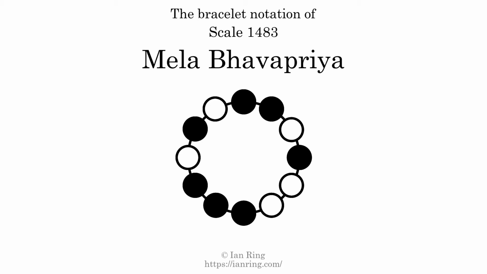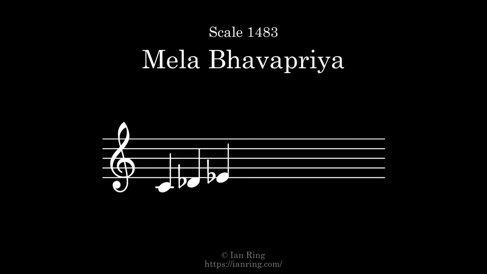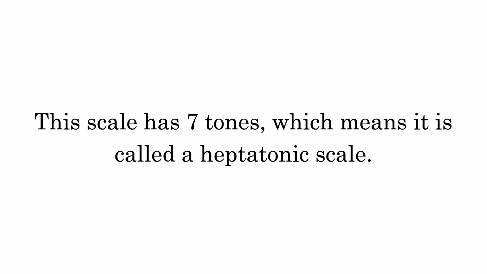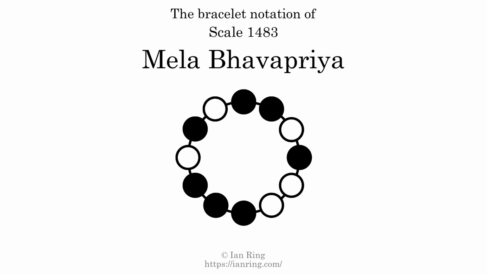1483, Mela Bhavapriya, which sounds like this. This scale has 7 tones, which means it is called a heptatonic scale. This is a bracelet notation diagram of scale 1483. The shaded circles represent tones that appear in the scale, and they are read clockwise, starting at the top.